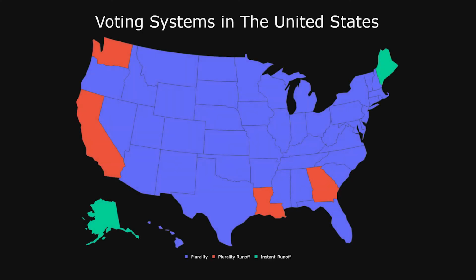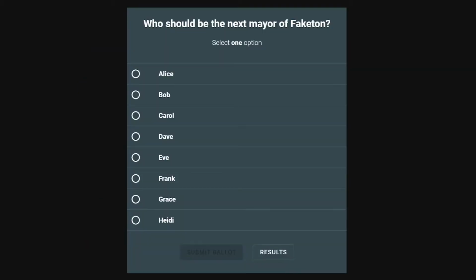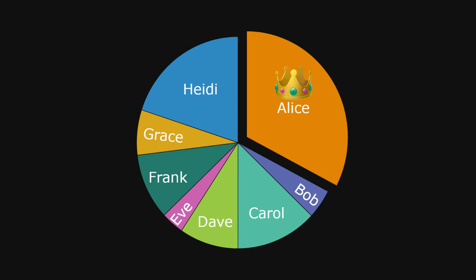In the United States, the voting system used for the vast majority of elections is the plurality system. The way it works is very simple. Every voter gets a ballot with each of the candidates' names, and they give their vote to whichever candidate they like the most. Whichever candidate ends up with the most votes wins.